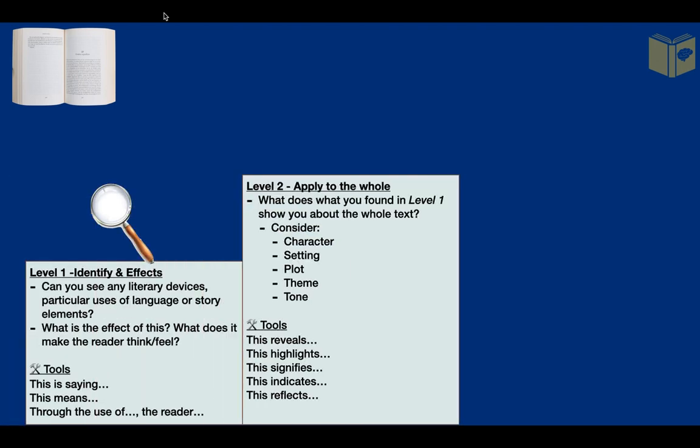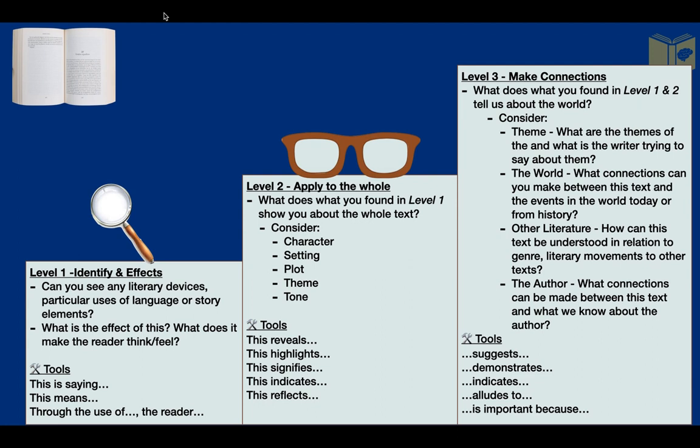So when we look at literature, our level 1 analysis, we're looking at the smallest parts, the language, the word choice, the literary devices, and specifically their purpose and effect on the reader. At level 2, we look at the whole and the effects of level 1 on the whole: character, setting, tone, plot, or theme. But we are looking at a whole thing here. And then level 3, we move out and we make broader connections to the world around us.